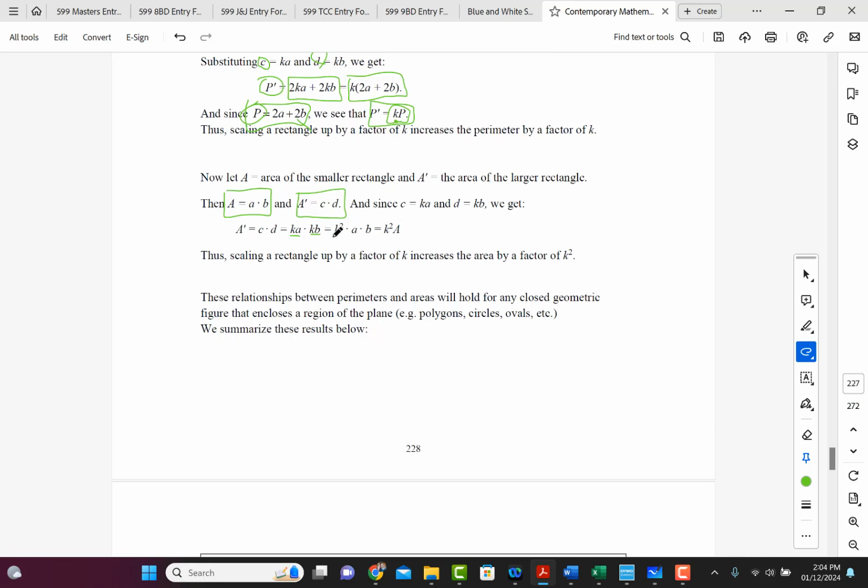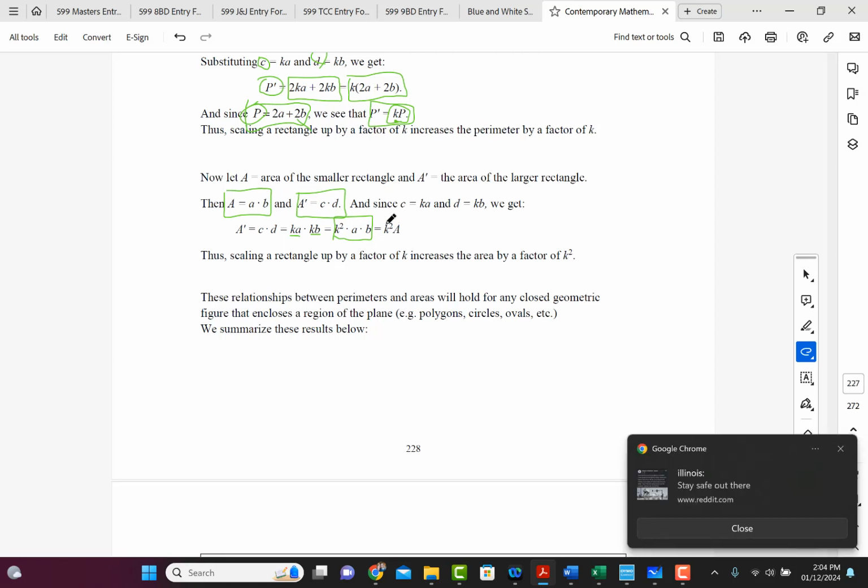Then what do we get? We get A prime, the area of the larger triangle, is equal to K squared times AB, which is also the area of A, right? And so we get this. So by scaling a rectangle up by a factor of K, the area increases by a factor of K squared.